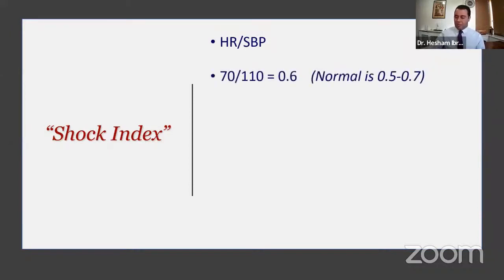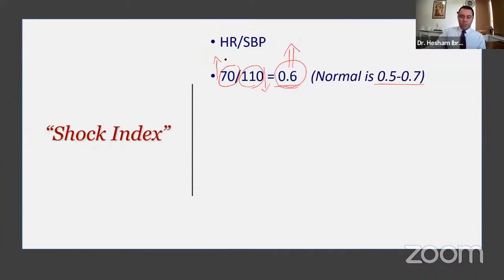So let's assume that your patient has got a heart rate of 70 per minute and a systolic pressure of 110. If you divide them by each other, you will get 0.6. Your shock index is 0.6. Normal is from 0.5 to 0.7, so you're fine here. What if the heart rate goes up, like what happens with shock, and the blood pressure goes down? This total number will go up, and this is bad.